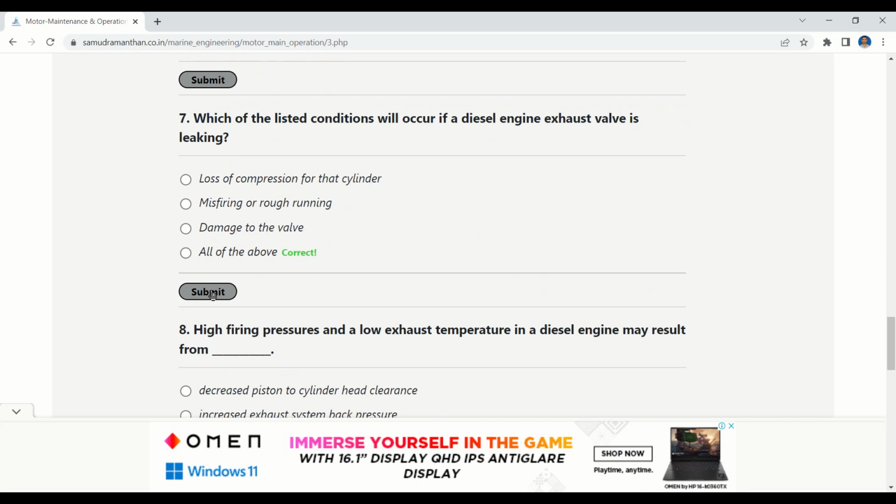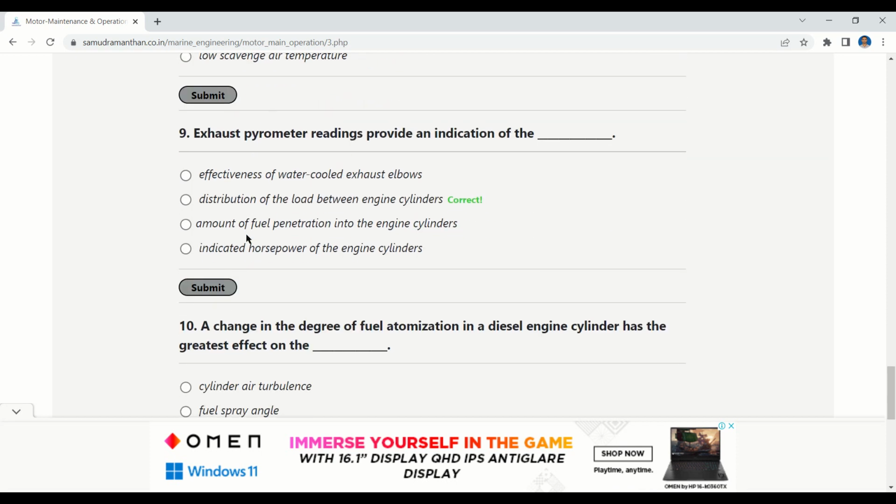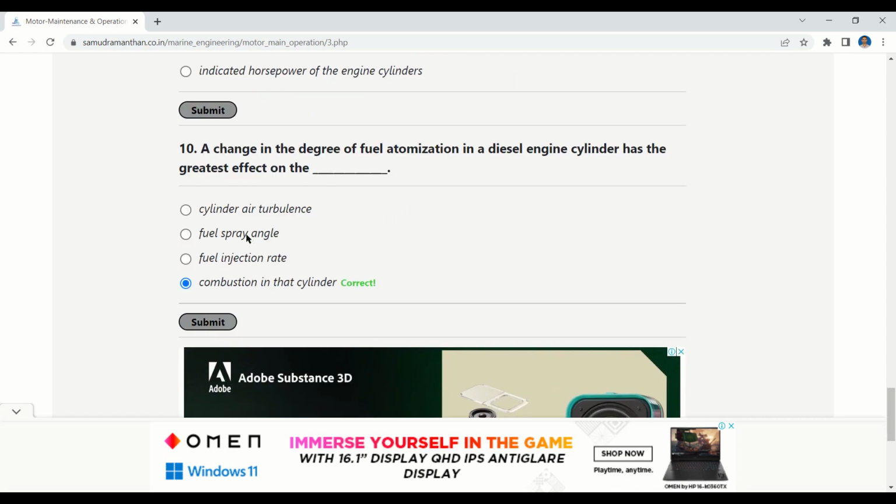Which of the listed condition will occur if a diesel engine exhaust valve is leaking? All of the above options are correct, so it should be loss of compression for that cylinder, misfiring or rough running, damage to the valve. High firing pressure and a low exhaust temperature in a diesel engine may result from early fuel injection timing. Exhaust pyrometer readings provide an indication of the distribution of the load between engine cylinders. A change in the degree of fuel atomization in a diesel engine cylinder has the greatest effect on the combustion in that cylinder.